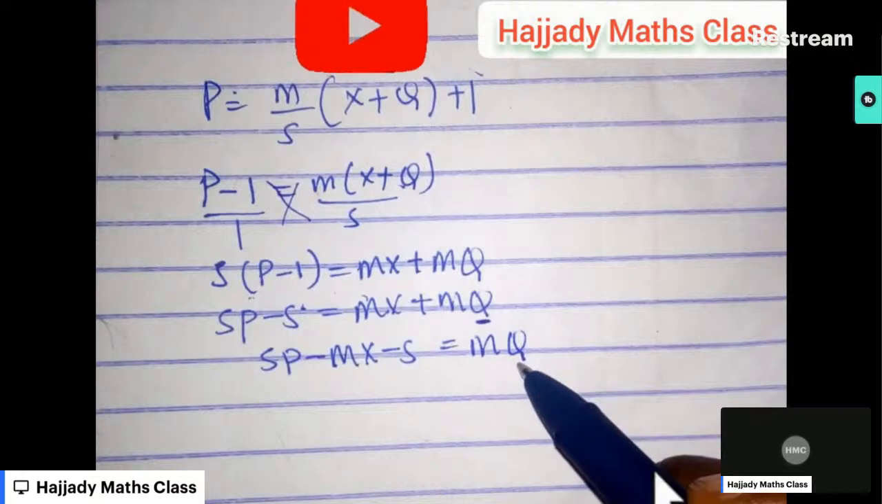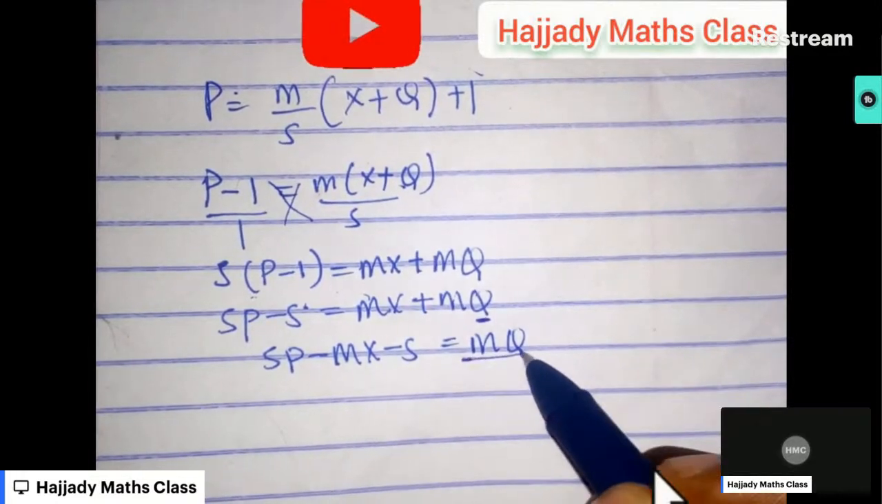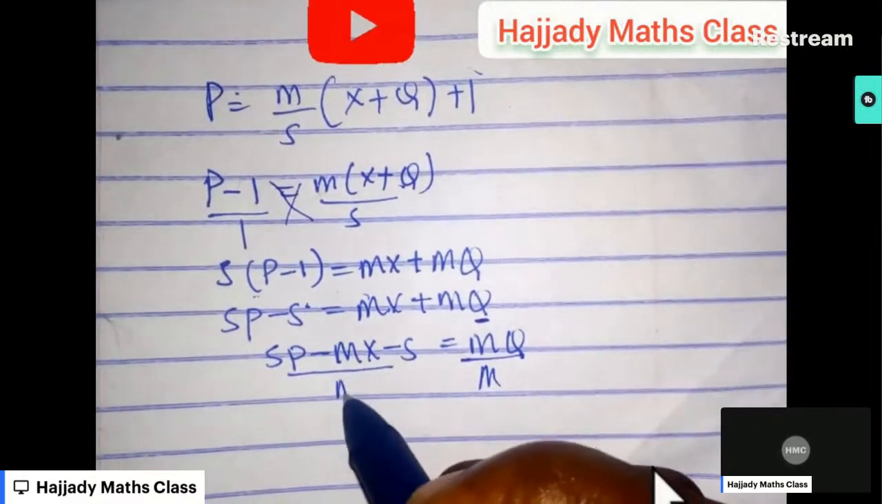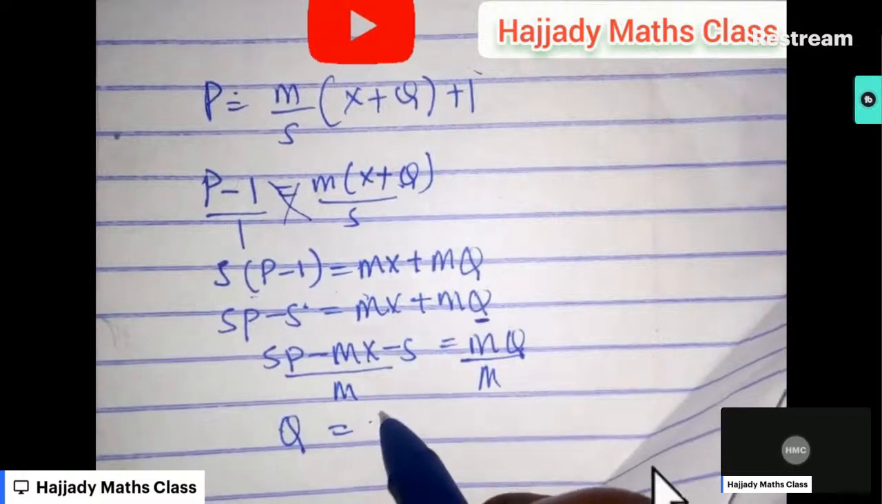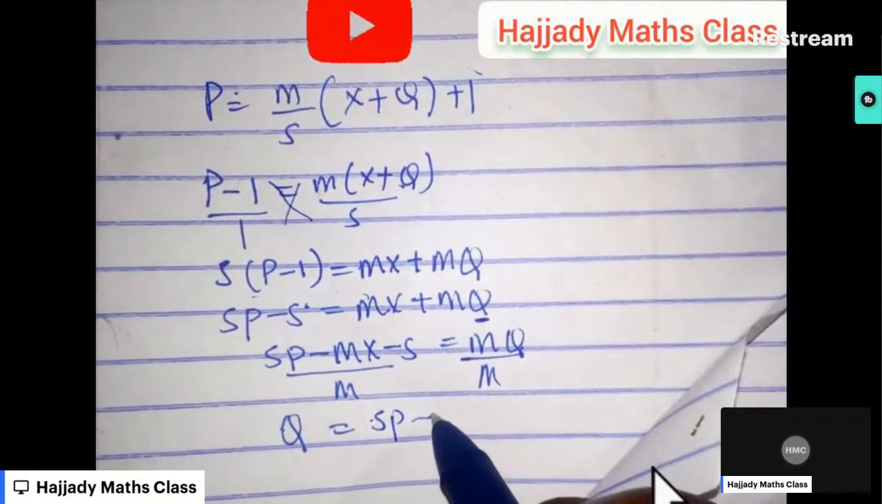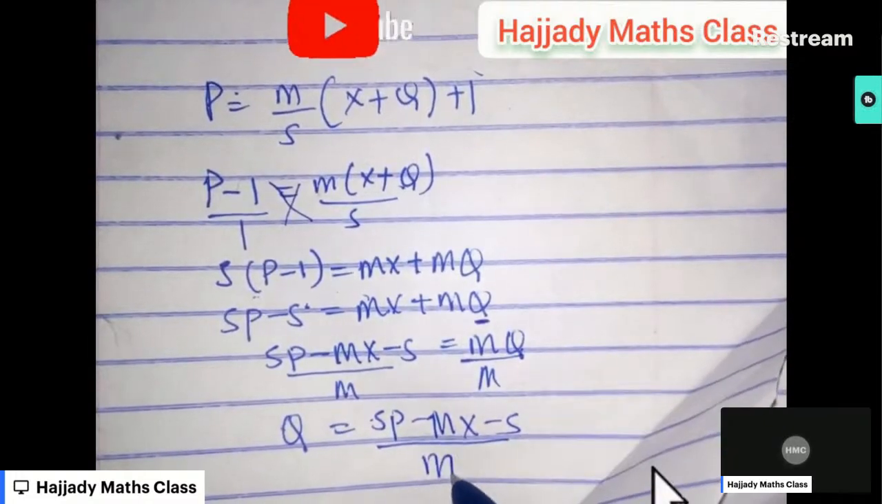So to make Q the subject of the formula, divide through by the coefficient of Q, which is M. Finally, our Q equals SP minus MX minus S all over M.